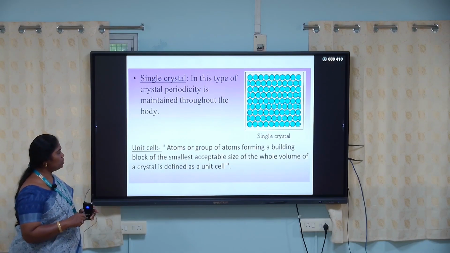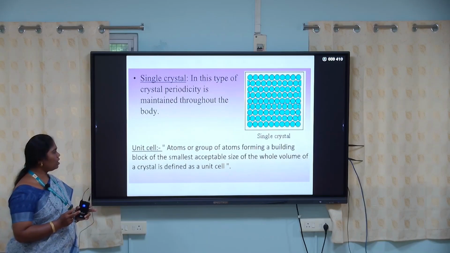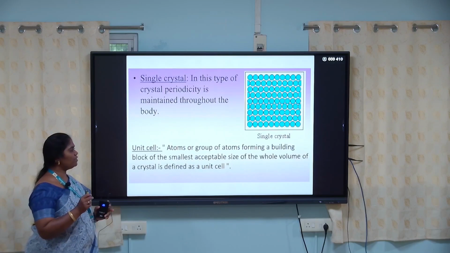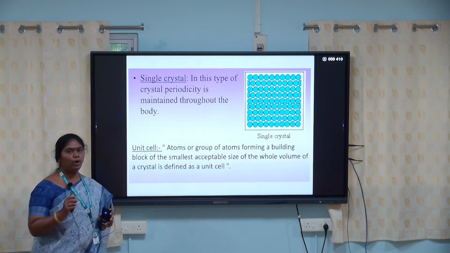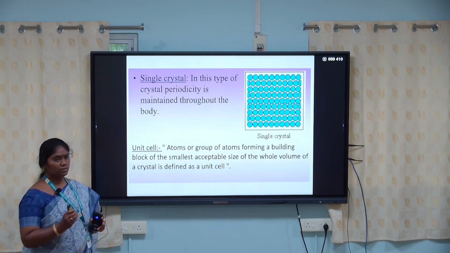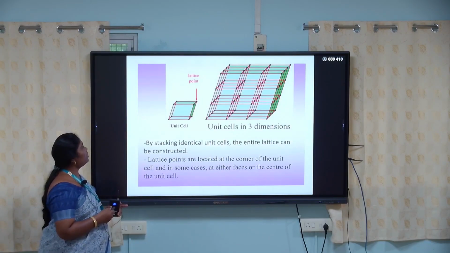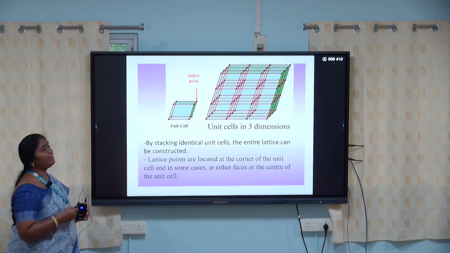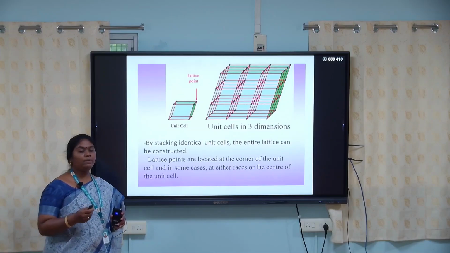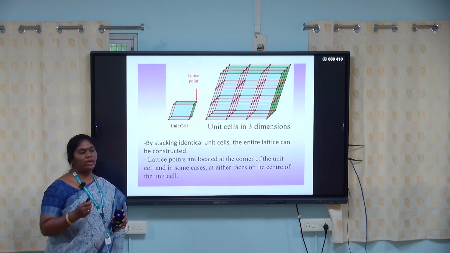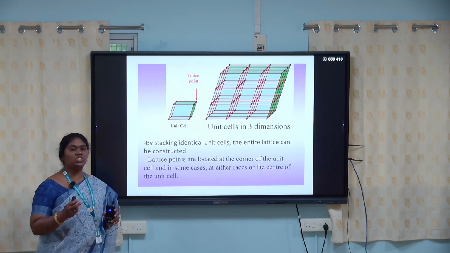So unit cell, it is nothing but the atom or group of atoms forming the building block of the smallest acceptable size of the whole volume of a crystal. It is defined as unit cell. So unit cell is very important to form a crystal structure. Without unit cell, we cannot define the crystal structure. So here you can see the lattice points located in the unit cell. So as a whole, the array of the lattice points forms the crystal. So by adding the unit cells, we can define the structure of the crystal.